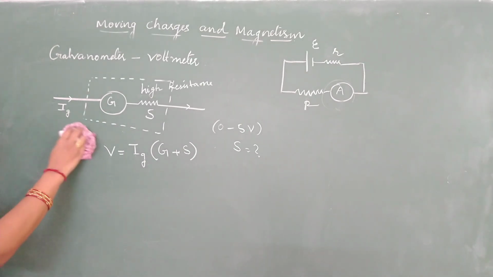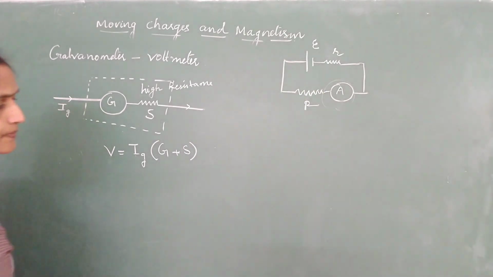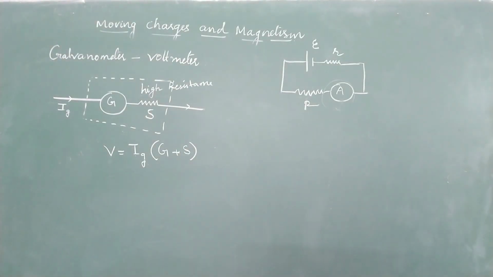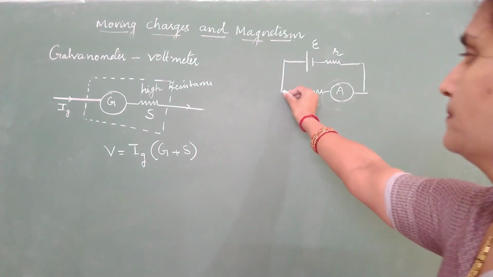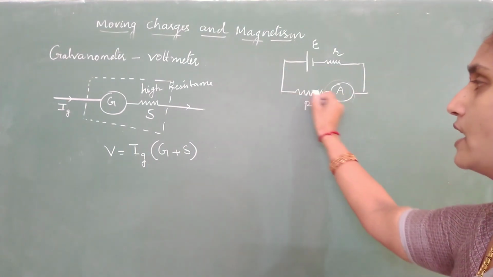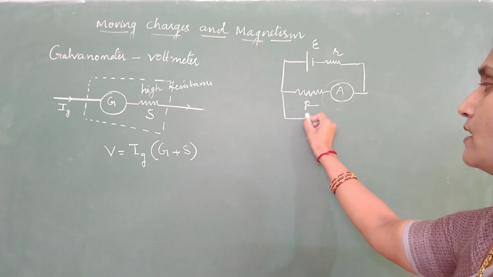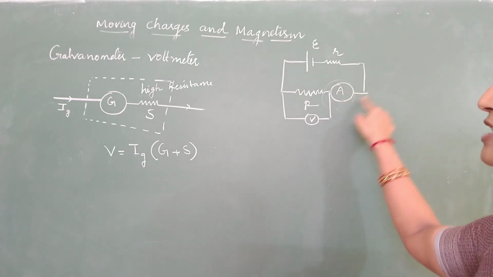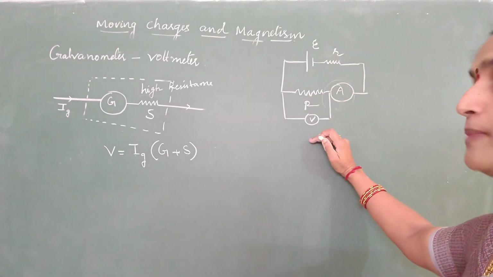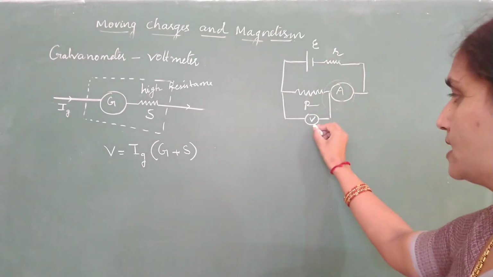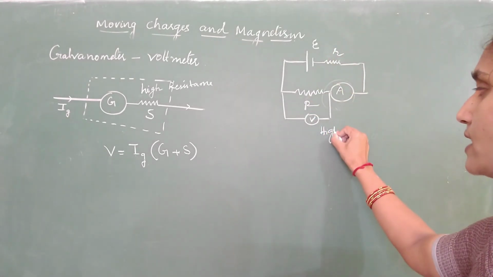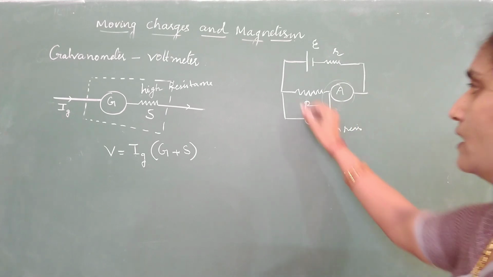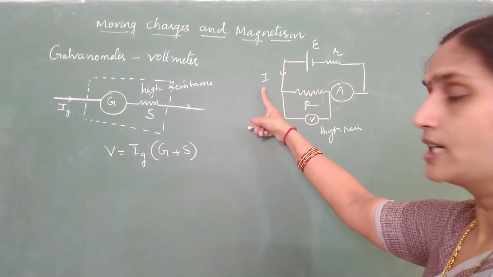We know the voltmeter is used for measuring the potential difference. For measuring the potential difference, we always add it in parallel combination. So if I want the potential difference across this resistor, we will have to connect the voltmeter in parallel. Ammeter should be in series, voltmeter should be in parallel. Since this is a high resistance device, it will not disturb the total current.